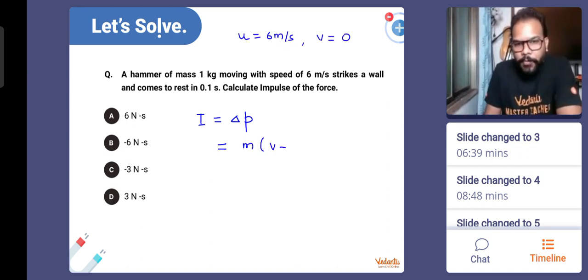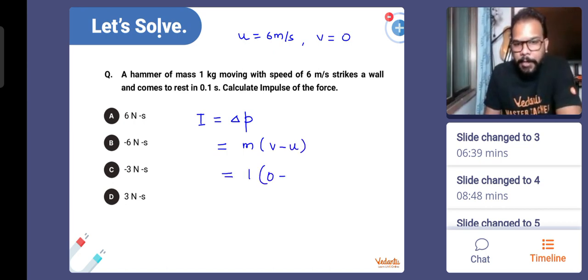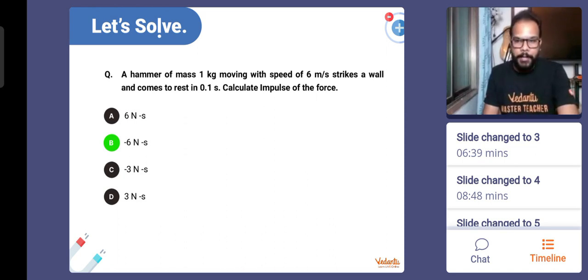Change in momentum will be mass into final velocity minus initial velocity. This is the most important part where plus or minus will be taken care of. Okay. So mass of the hammer is 1 kg, final velocity is 0, initial velocity is 6 meters per second. So that's why the change in momentum is minus 6 Newton second. Okay, everyone? That's why the correct answer to the question is option B, minus 6.